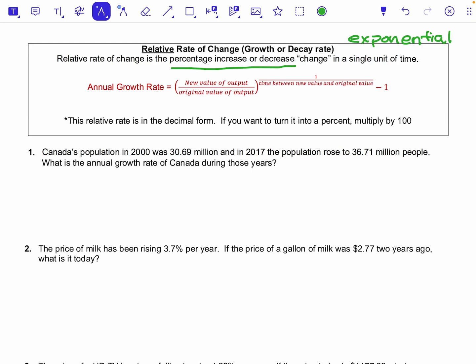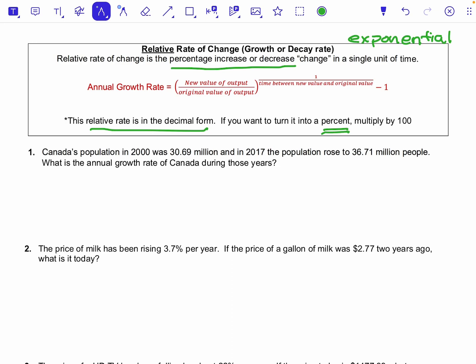Now, when we deal with that annual growth rate within a function, we're going to often show it in its decimal form, but when we talk about it within context, we're going to want to turn it back into percents. All right, so I'm not actually going to talk about the formula first. I'm going to come back to it as we work some problems, and I think it will make more sense. So we're going to start with a population problem.